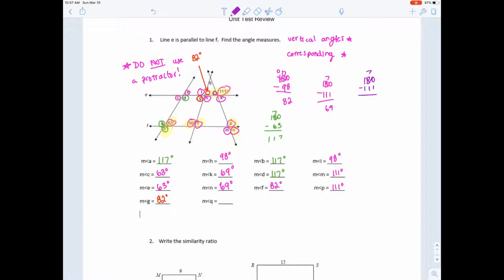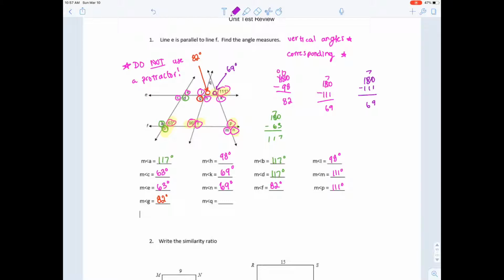I'm going to do some borrowing here. 9, 6. So this purple angle right here is actually 69 degrees. Actually, I didn't need to do that. I could have looked at angle K and noticed that it was a vertical angle to angle K, and therefore it's congruent. So that would have worked too.